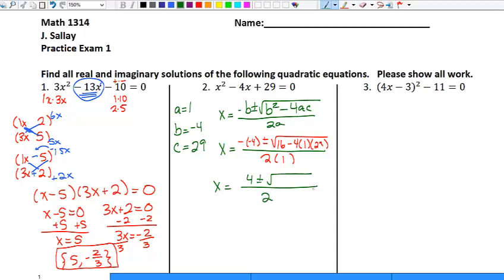Underneath the square root, we need to spend a little bit of time and effort there. I have to do PEMDAS, which says I need to multiply before I subtract. So I'm going to take 29 times 4, which is 116. So I have 16 minus 116. Now 16 minus 116, that's negative 100. So I have x equals 4 plus or minus the square root of negative 100, which is 10i.